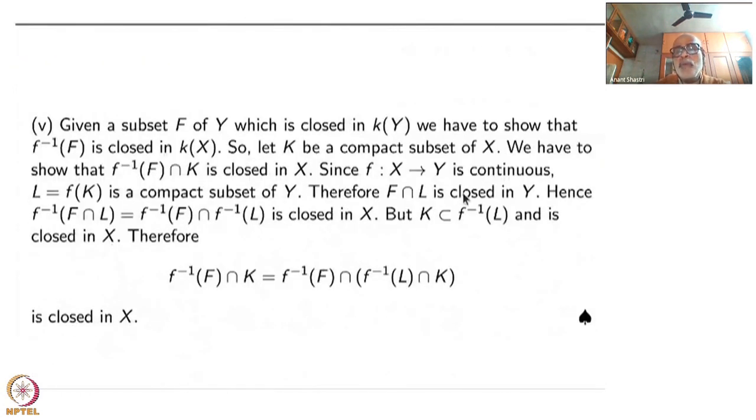So instead of open sets, you can do it with closed sets. So let me do it with closed sets here. Given a subset F of Y which is closed in KY, we have to show that f inverse of F is closed in KX. What is the criterion? Take a compact subset K of X, intersect it with f inverse of F, and show that is closed in K. That will do the job. So we have to show that K intersection f inverse of F is closed in X. Now f is continuous from X to Y. Therefore, if you take L, which is f of K, that will be a compact subset of Y. Therefore, by the criterion for F to be closed in KY, F intersection L is closed in Y.